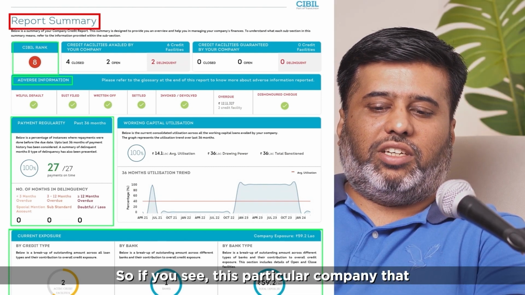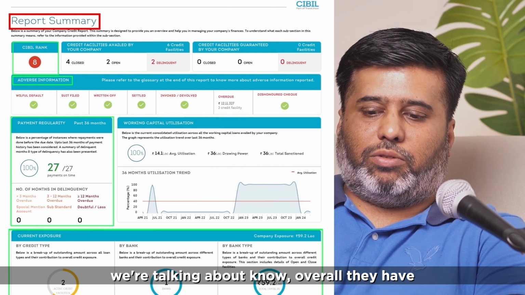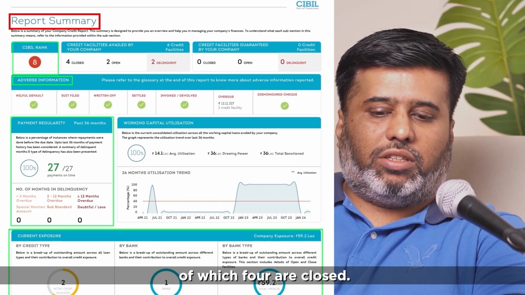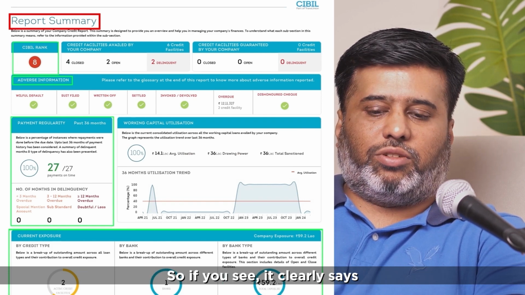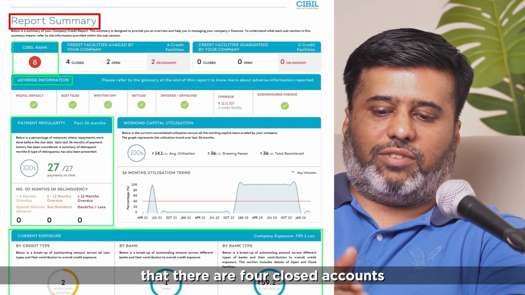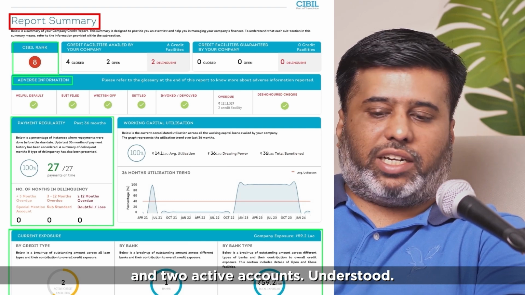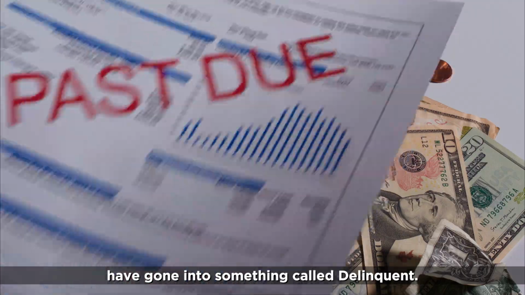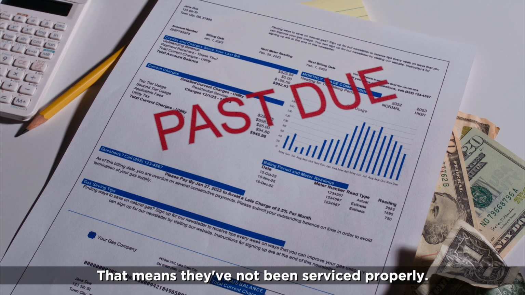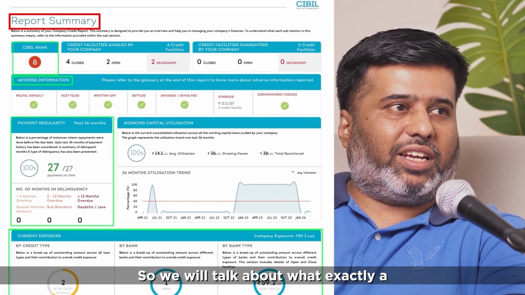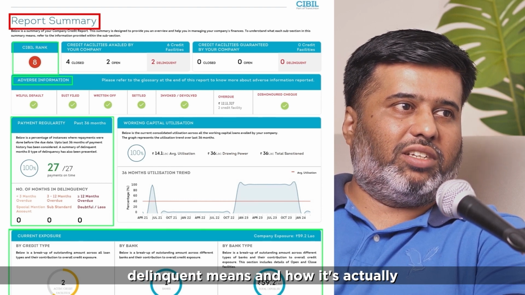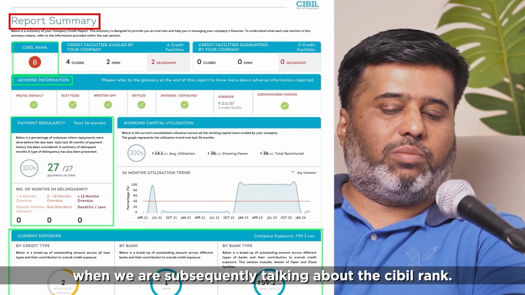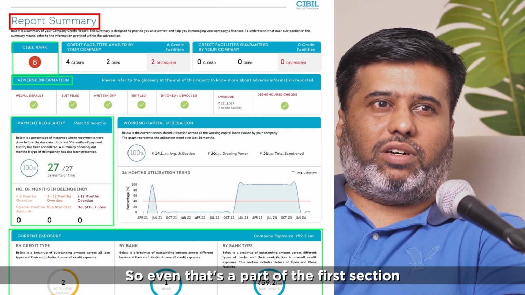Yes. If you see this particular company, they have around 6 accounts, of which 4 are closed. The first section itself would give you that data. It clearly says that there are 4 closed accounts and 2 active accounts. Understood. And out of these 2 active accounts, both have gone into something called delinquent. That means they have not been serviced properly. We will talk about what exactly delinquent means and how it's connected to your ranking when we talk about the CIBIL rank. Understood. So even that's a part of the first section.